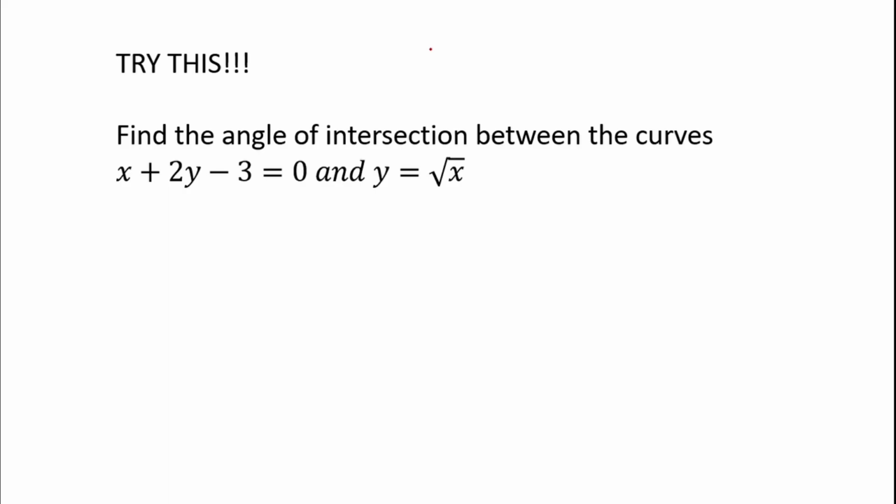So try this at home. Find the angle of intersection between the curves x plus 2y plus 3 is equal to 0 and y is equal to the square root of x.